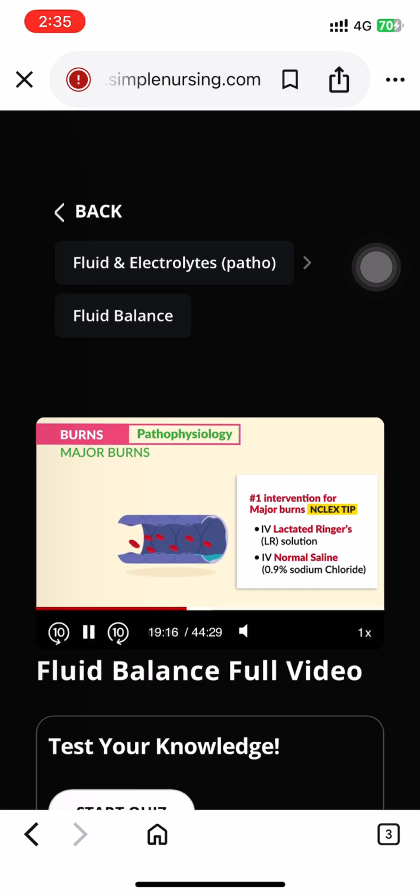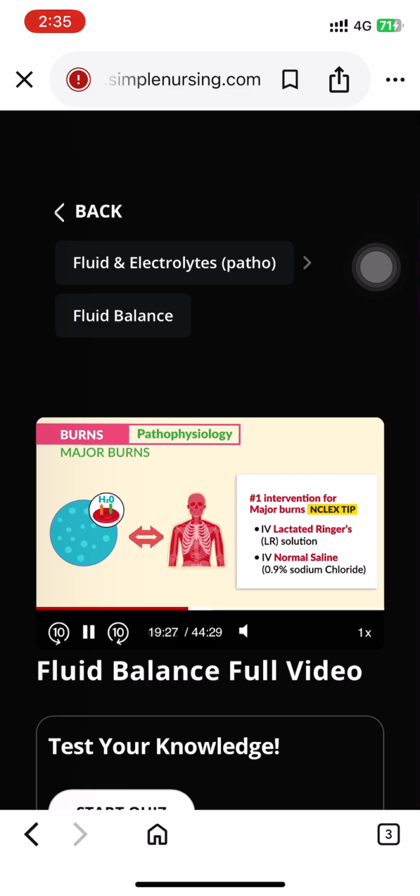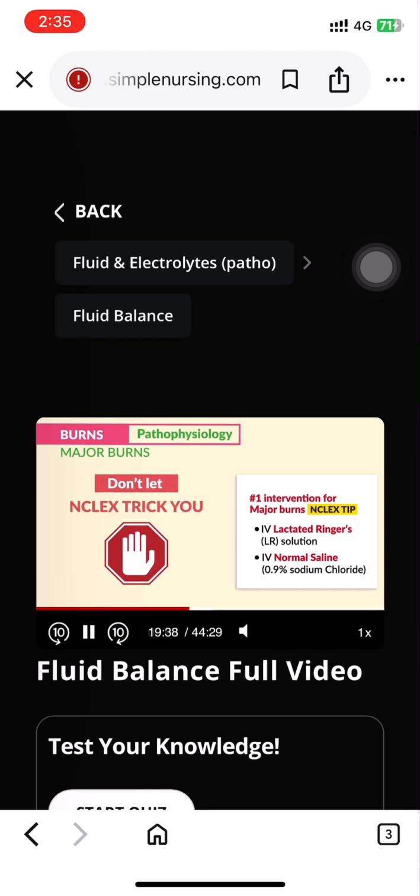They are isotonic fluids, which we call isoperfect fluids, since they stay inside the veins longer than any other solution, as it closely resembles the chemical composition of human blood. Fancy words for it increases the fluid volume inside the blood vessels, increasing the blood pressure and saving your patient's life. So don't let the NCLEX trick you here.